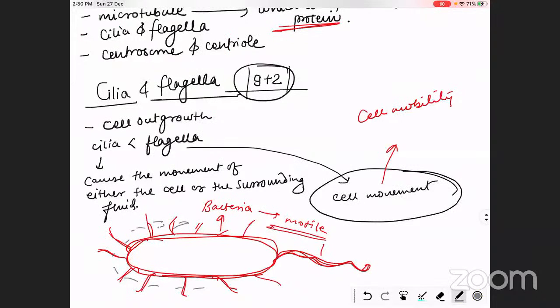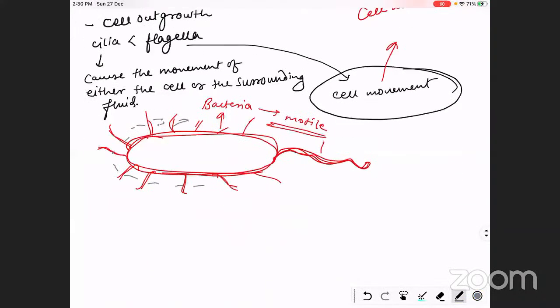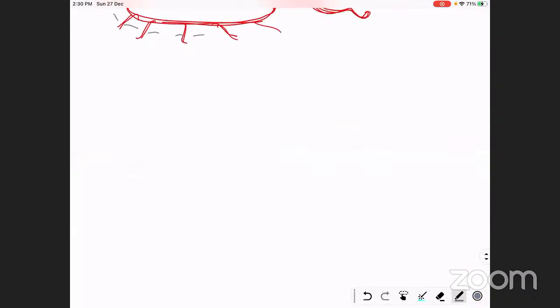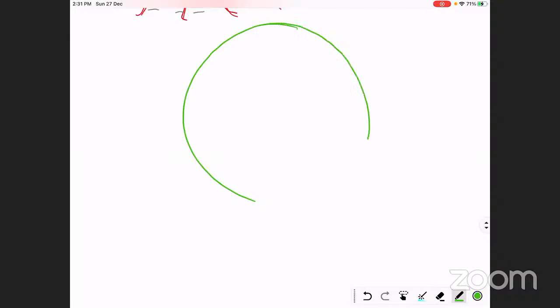If we look at its structure, they have a core. What is the core? Core is the center part of the structure. So they have a core known as the axoneme. I'm just drawing the structure of cilia and flagella. They have a plasma membrane, and inside the plasma membrane they have a core. The core is known as the axoneme.